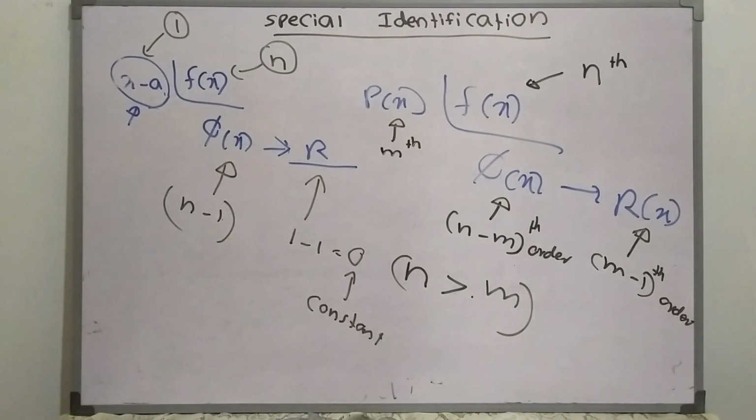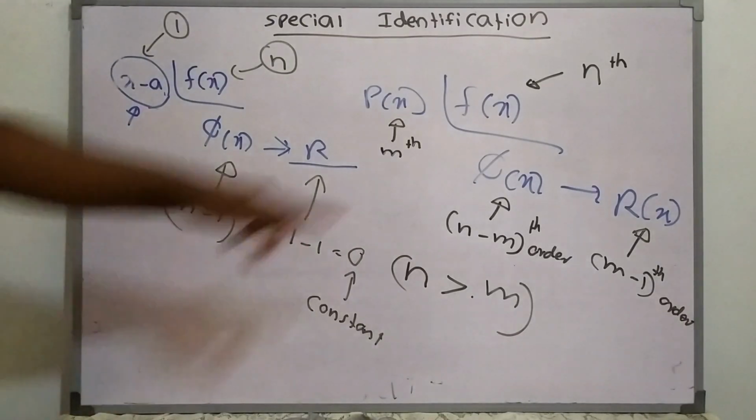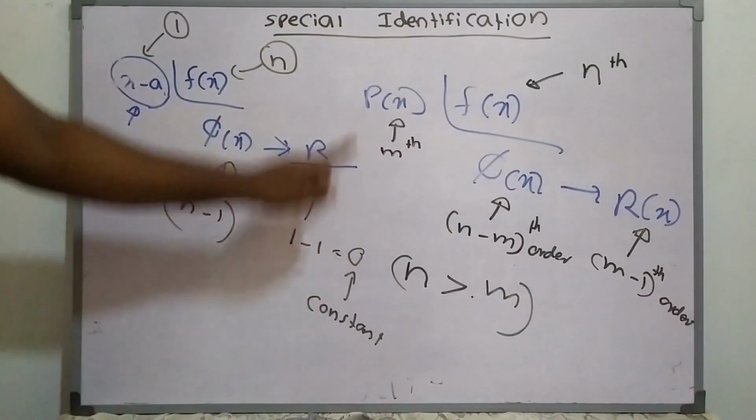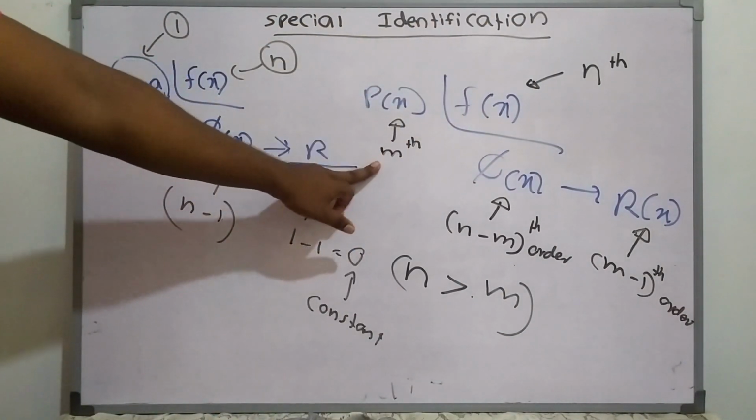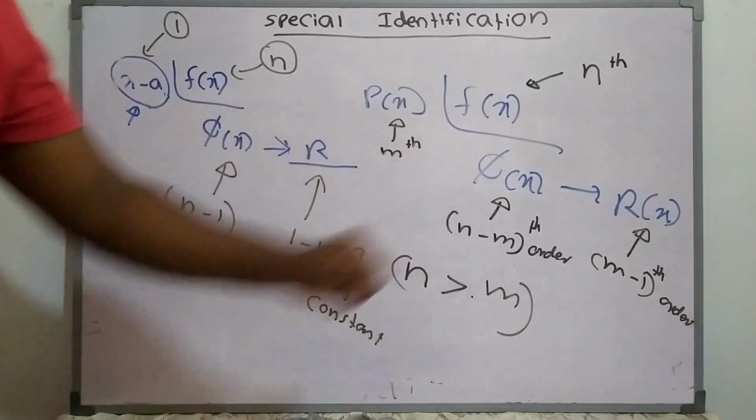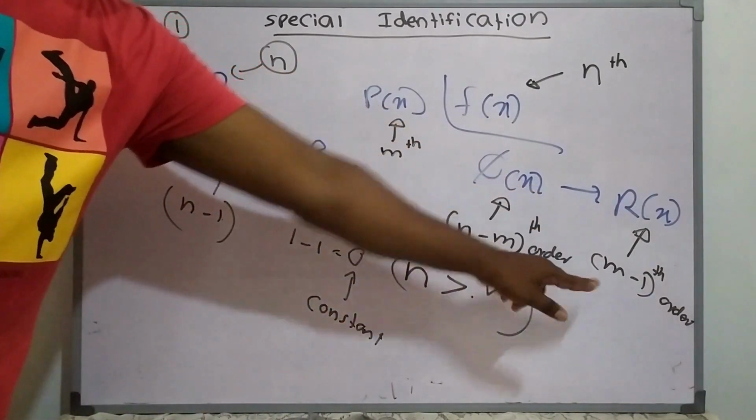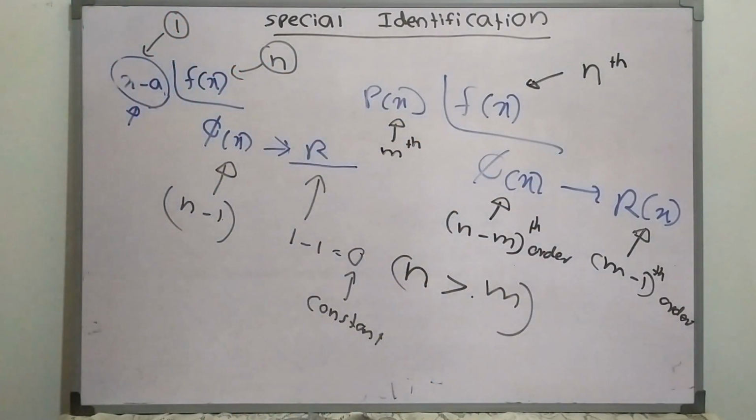So I will repeat the property we have. f(x) is of nth order and the divisor is of mth order. The quotient is of order n minus m, and the remainder will be of order m minus 1. So this is the special identification of the remainder theorem.